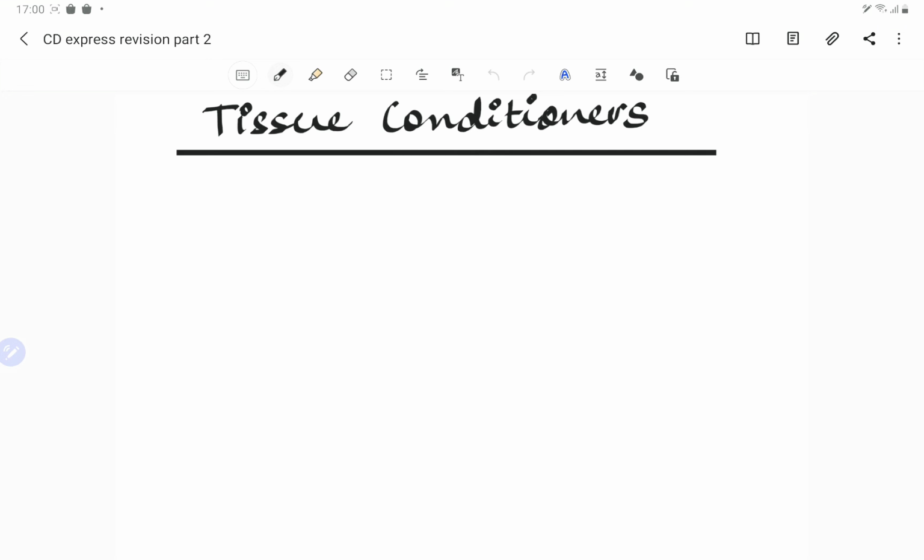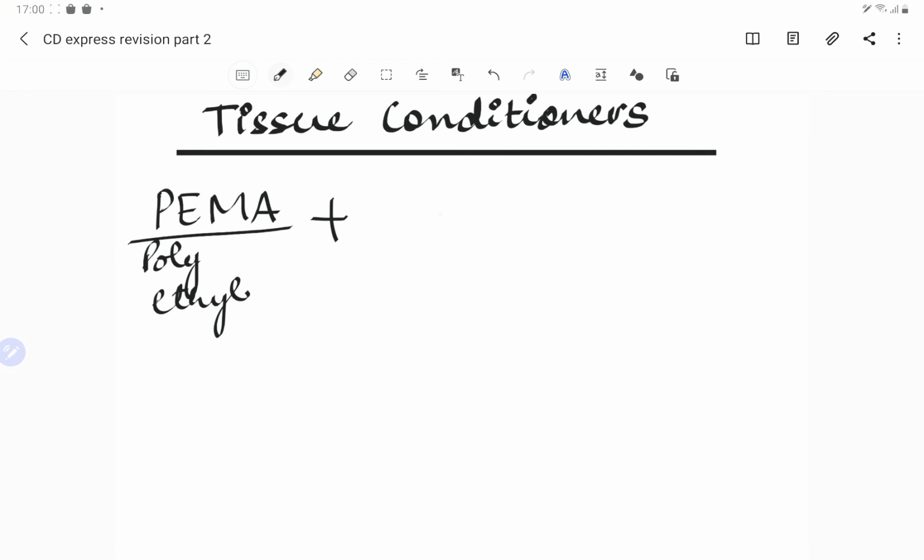So talking about tissue conditioners. Tissue conditioner is made up of polyethyl methacrylate. Methyl methacrylate we know, right? So this is polyethyl methacrylate. So PEMA plus ester or alcohol. Polyethyl methacrylate plus aromatic ester or ethyl alcohol.